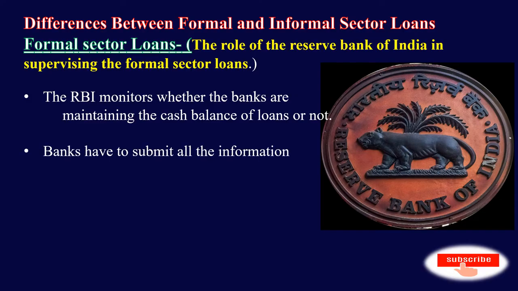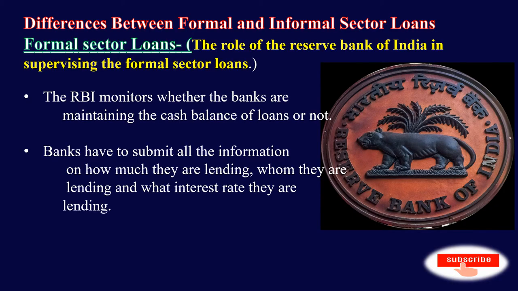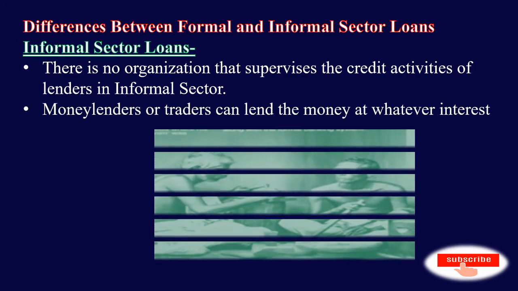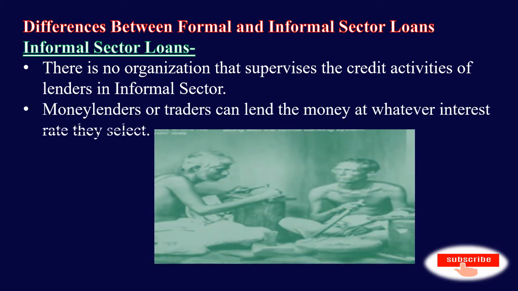And from time to time, banks have to submit all the information to the RBI. The banks inform the RBI how much the banks are lending, whom they are lending, and what interest rate banks are lending. But when we see the informal sector loans, in informal sector there is no organization that supervises the credit activities of lenders. Money lenders or traders can lend the money at whatever interest rate they select.